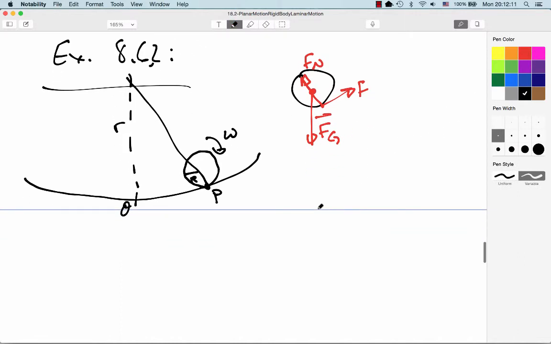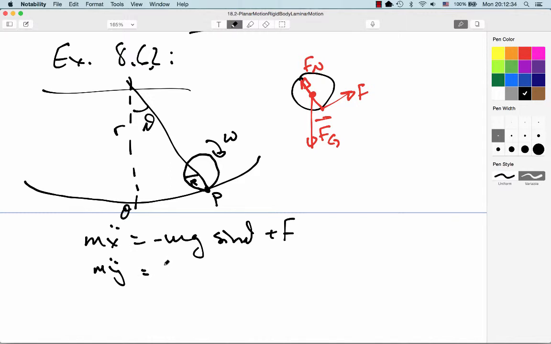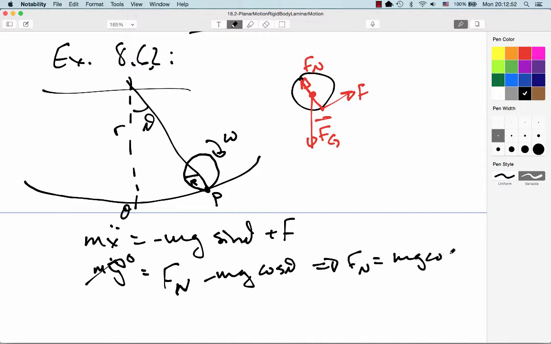Okay, so that's enough to get us rolling here. Write our equations of motion, so m x double dot will equal minus mg sine theta plus our F. And m y double dot, which is going to be equal to 0 due to our constraint, will equal Fn, the normal force, minus mg cosine theta. So this tells me that Fn is equal to mg cosine theta.